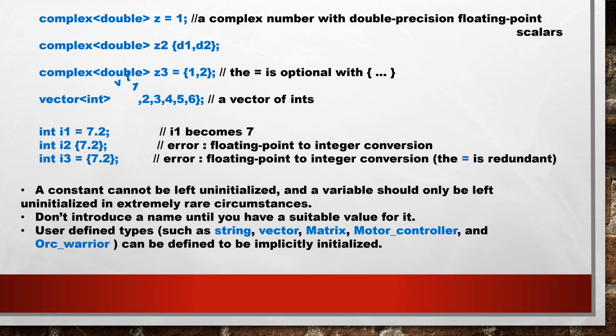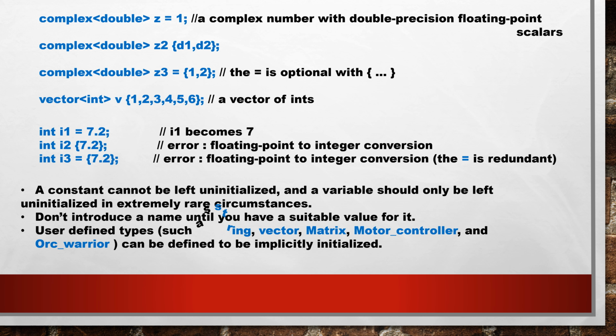vector v {1, 2, 3, 4, 5, 6}, a vector of ints. int i1 = 7.2; i1 becomes 7. int i2 {7.2}; error: floating-point to integer conversion. int i3 = {7.2}; error: floating-point to integer conversion. The = is redundant. A constant cannot be left uninitialized, and a variable should only be left uninitialized in extremely rare circumstances. Don't introduce a name until you have a suitable value for it.